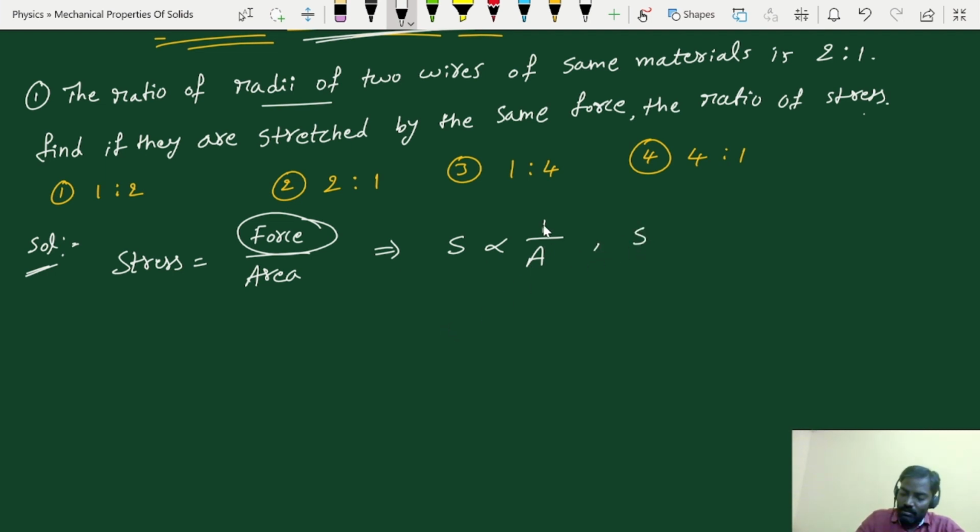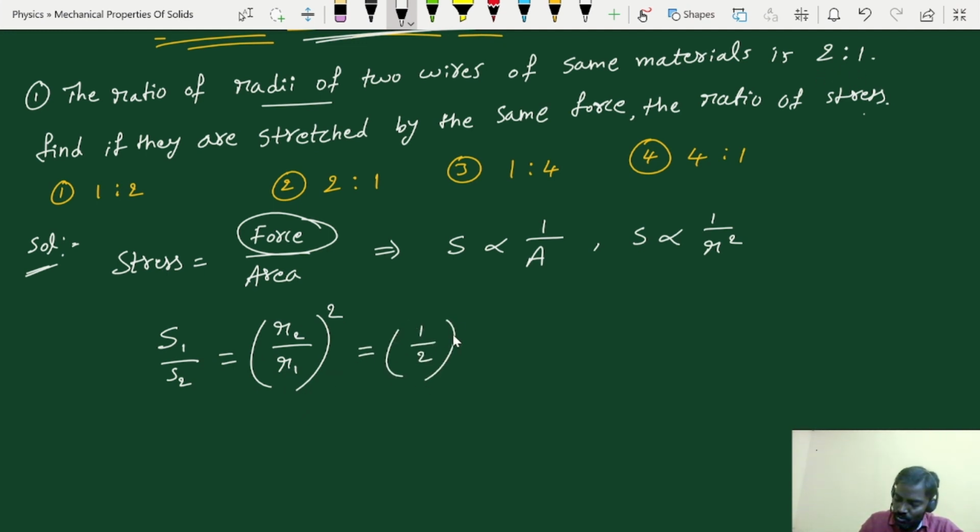As the wires are cylindrical in shape, the circular cross-sectional area is pi r square, so S is inversely proportional to r square. So the required ratio of stress S1 by S2 is equal to (R2 by R1) whole square, where R1 by R2 given is 2 by 1, so R2 by R1 is (1 by 2) whole square, which is 1 by 4. So the ratio of stress S1 is to S2 is 1 is to 4. So the suitable option is option 3.